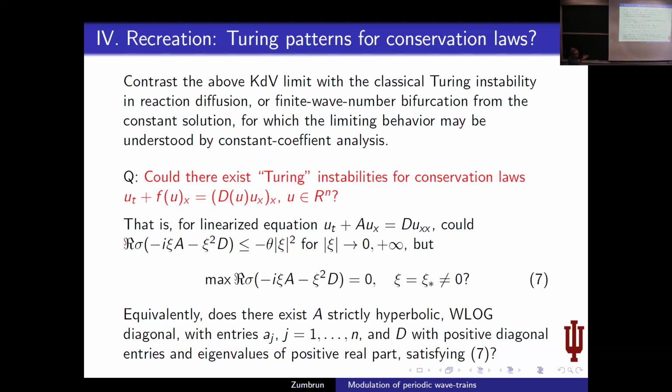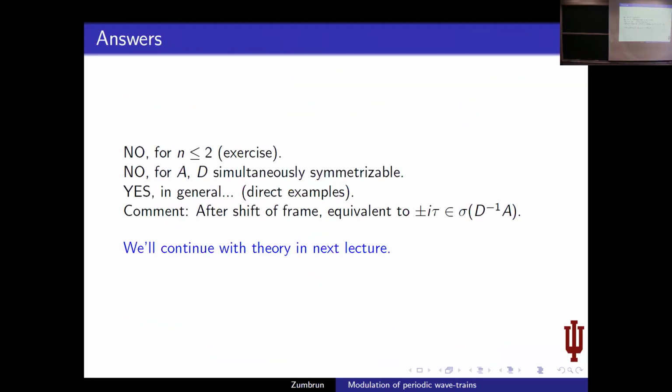That replaces the reaction diffusion case, where you wanted A to be stable. Here, it's just going to be neutral. That's the best you can have. And D would have positive diagonal entries by some matrix perturbation expansion. The answers, but you have to prove it: no if n is 2 or smaller. No if they're simultaneously symmetrizable, but yes, in general. So you can find them. I'm still looking for a really relevant one with all conservation laws. I haven't found that yet, but I was looking for these before we ever found them.